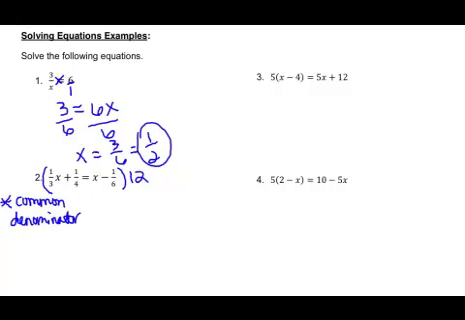So if we have 1/3 x, we're going to multiply that by 12. So 1/3 times 12, or another way of thinking about that would be 12 divided by 3. 12 divided by 3 is 4, so this is 4x. If we multiply 1/4 times 12, again, another way of thinking about it is 12 divided by 4, which is 3. Then we want to multiply x times 12, which gives us 12x. And then we are subtracting 1/6 times 12. Again, think of that as 12 divided by 6, which is 2.